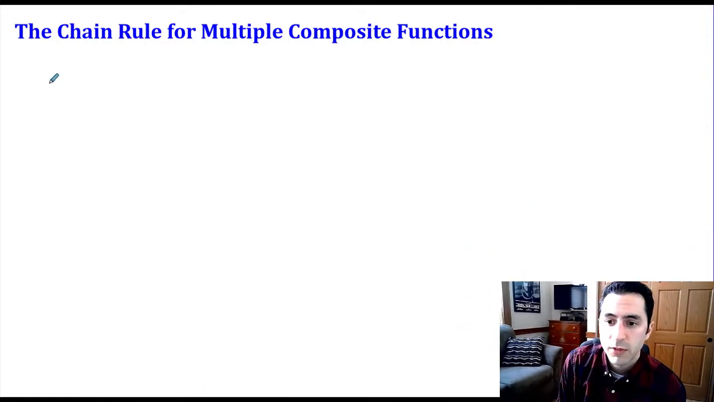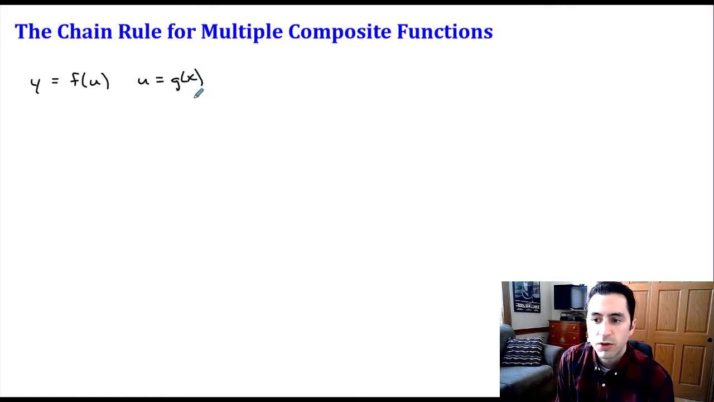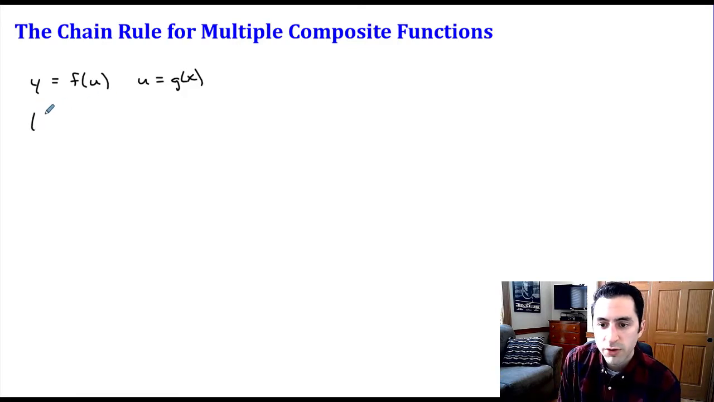So first, just a reminder of the chain rule. If we have a function, let's say y is equal to f of u, and we have another function u, where this is equal to g of x. So here we are taking the function g of x and putting it into the function f. Remember, we have other notation for this as well. So f of g of x, where we're putting g of x inside the function f.